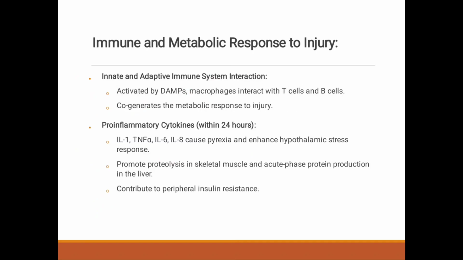Now, this slide summarizes what we have seen before. The innate and the adaptive immune system interaction is activated by the DAMPs. Macrophages interact with the T cells and the B cells. They co-generate the metabolic response to injury. The pro-inflammatory cytokines which we have seen previously, interleukin 1, 6, 8 and TNF alpha, cause pyrexia. So the fever which we see in the acute stressful phase may not always be due to infection. It can be due to inflammation and the hypothalamic stress response. Similarly, proteolysis in skeletal muscles and acute phase protein production are all mediated by the cytokines and further by hormones.